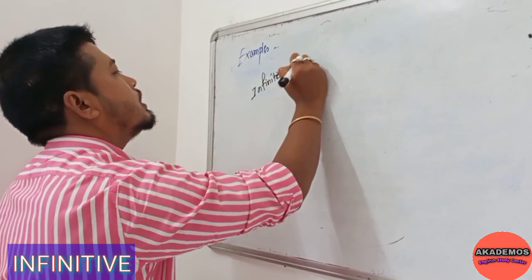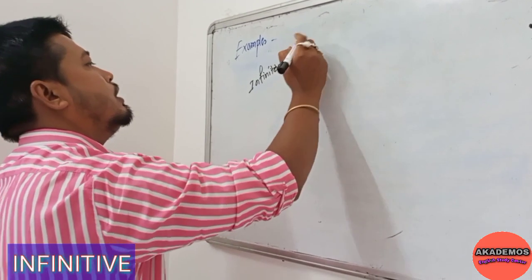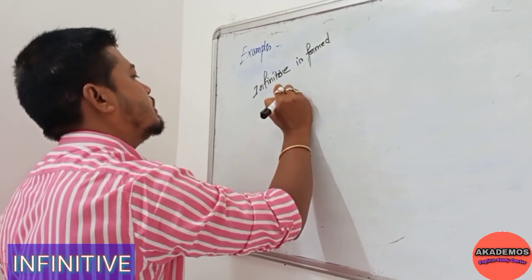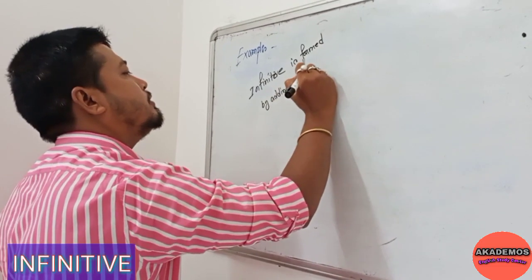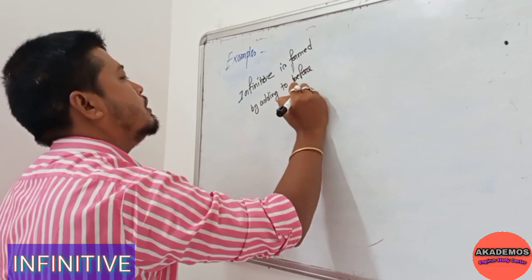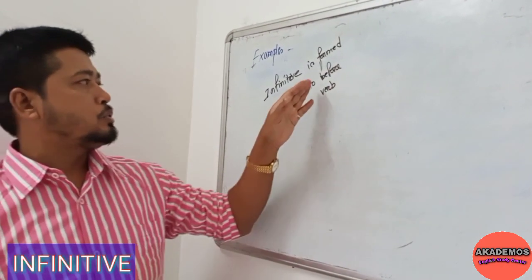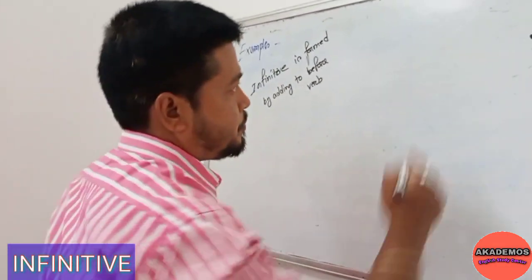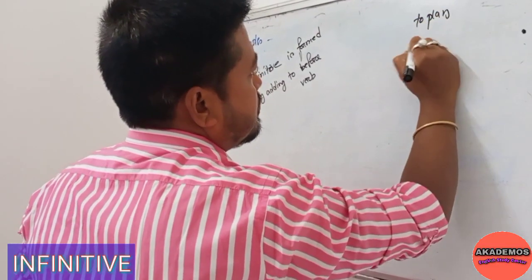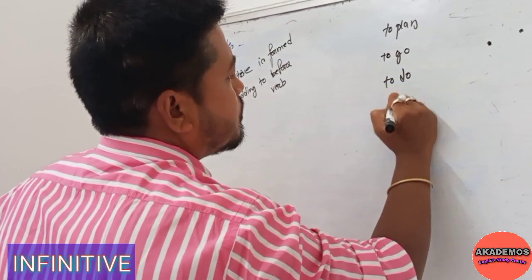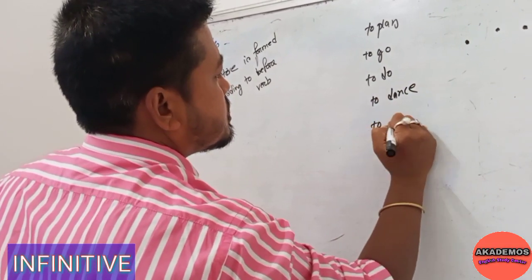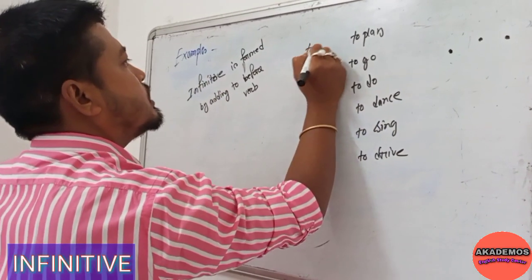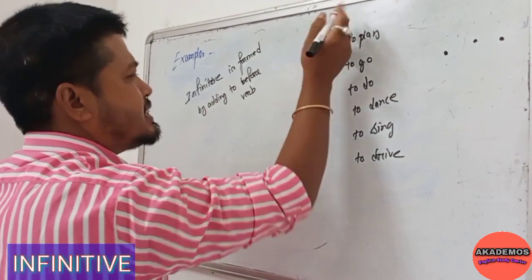Infinitive is a verb form. Generally, infinitive is formed by adding "to" before the verb. We use "to", for example: to play, to go, to do, to dance, to sing, to drive, to destroy. This is the general form of infinitive.